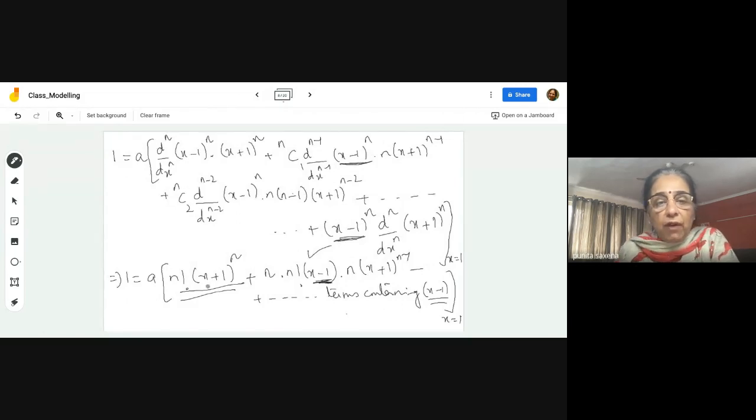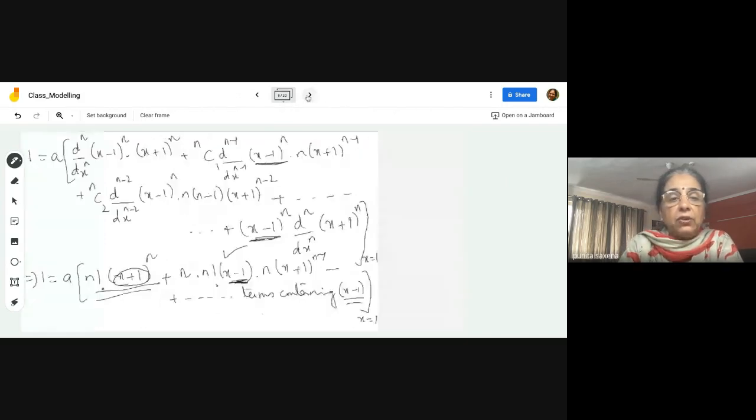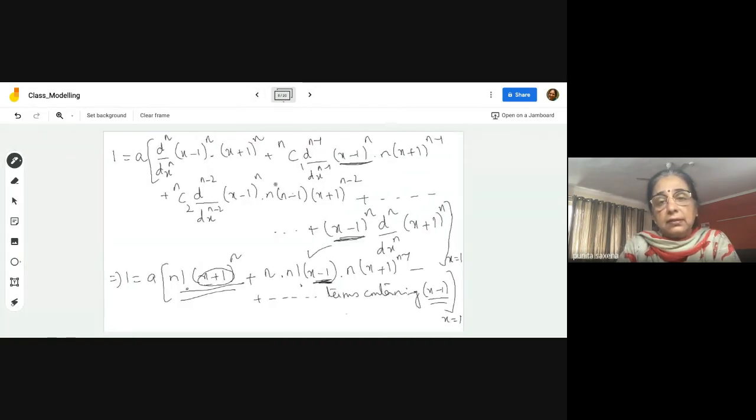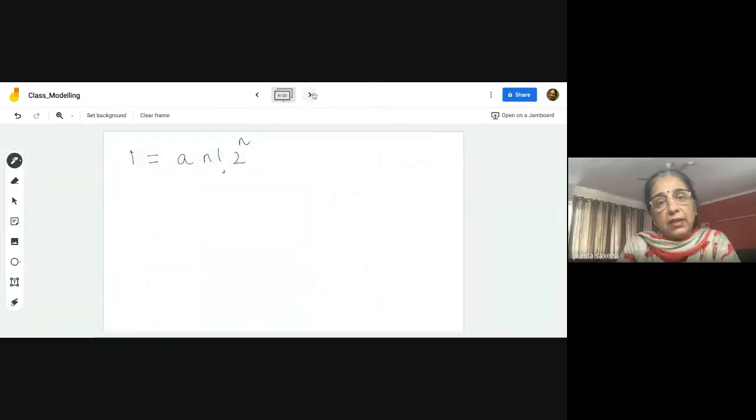And in this also, if I put x equal to 1, what does this term become? 2. So using the fact that Pn at 1 is 1, I get 1 is equal to a n factorial into 2 to the power n. All other terms will be 0. Is this okay or not? Yes, ma'am. So this equation gives me that a is 1 upon 2 to the power n into n factorial.